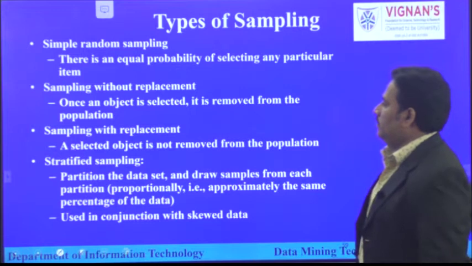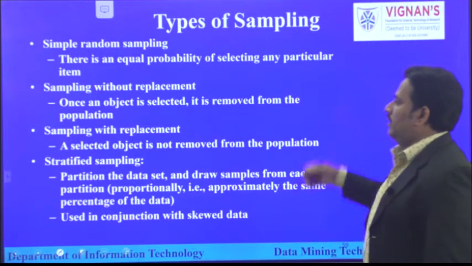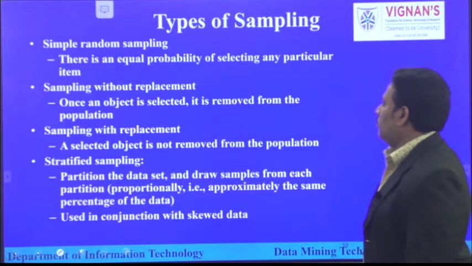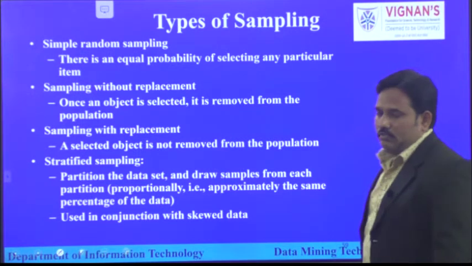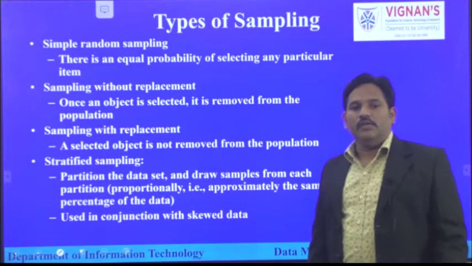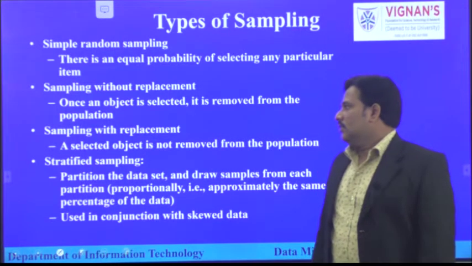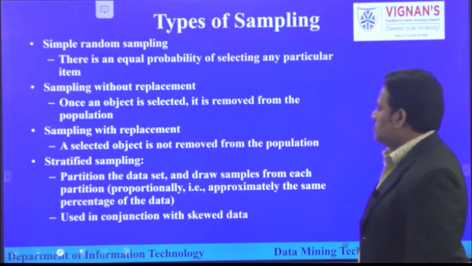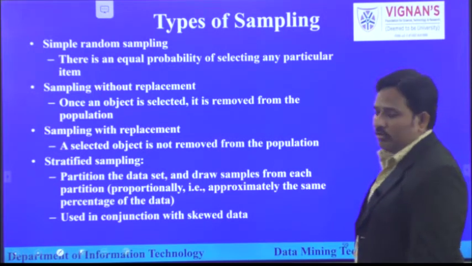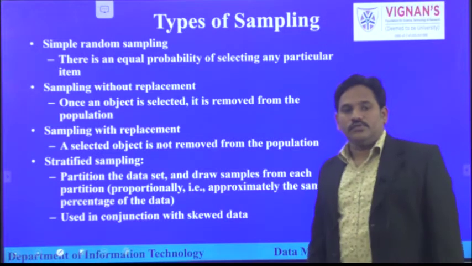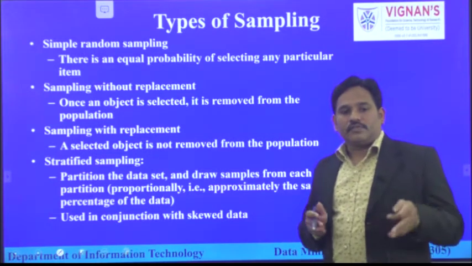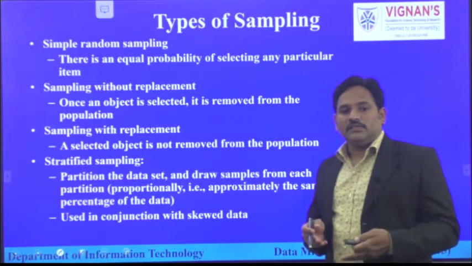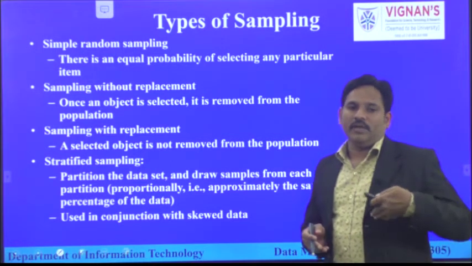Now under sampling, that is selection of a sample based on simple random sampling, there is an equal probability of selecting any particular item. We can select any value based on our interest. When it comes to sampling without replacement, that means once an object is selected, it is removed from the population. That means let us assume we selected the first 50 records from the 1000 records. When we want to select again, we select only from the remaining 950.